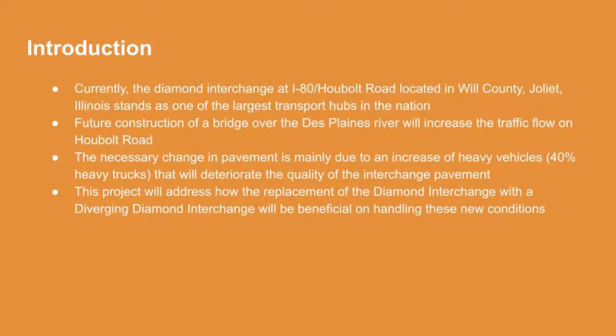This location in Joliet is very important as it is home to one of the largest transportation hubs in the nation. Currently, there is a diamond interchange at this intersection, but with the new bridge being built over the Des Plaines River, traffic is expected to increase, so an upgrade to a diverging diamond interchange will be needed. Also, new pavement is needed as the existing pavement would not be able to withstand this predicted traffic, especially since 40% of this traffic is expected to be heavy vehicles.